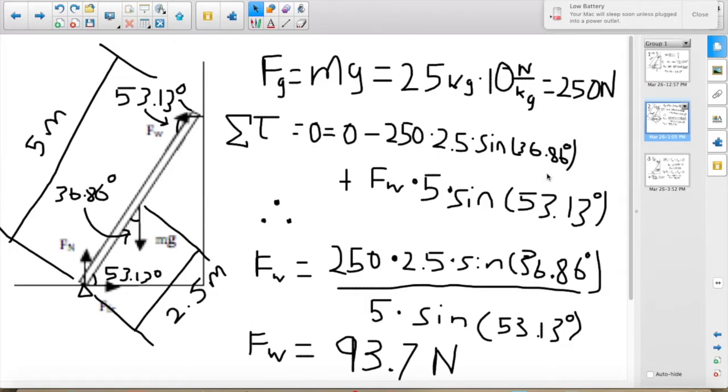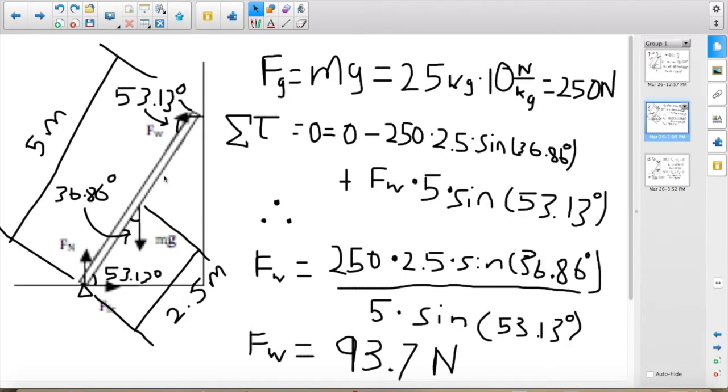All right. So that equation is just the equation for torque: force times the radius from the pivot point times the sine of the angle, where the angle is the angle from the lever arm to the force. I called that a negative torque because that force would tend to rotate the ladder clockwise, and clockwise is negative.